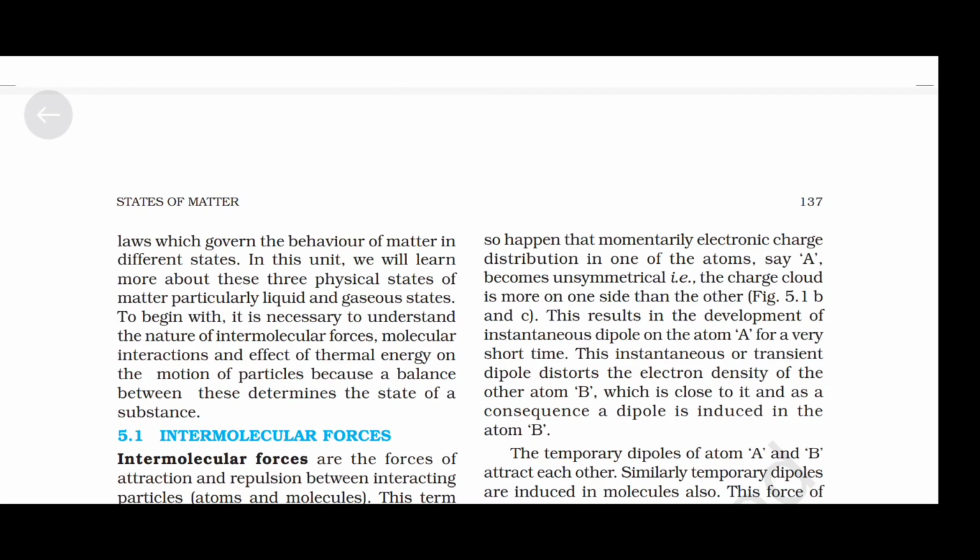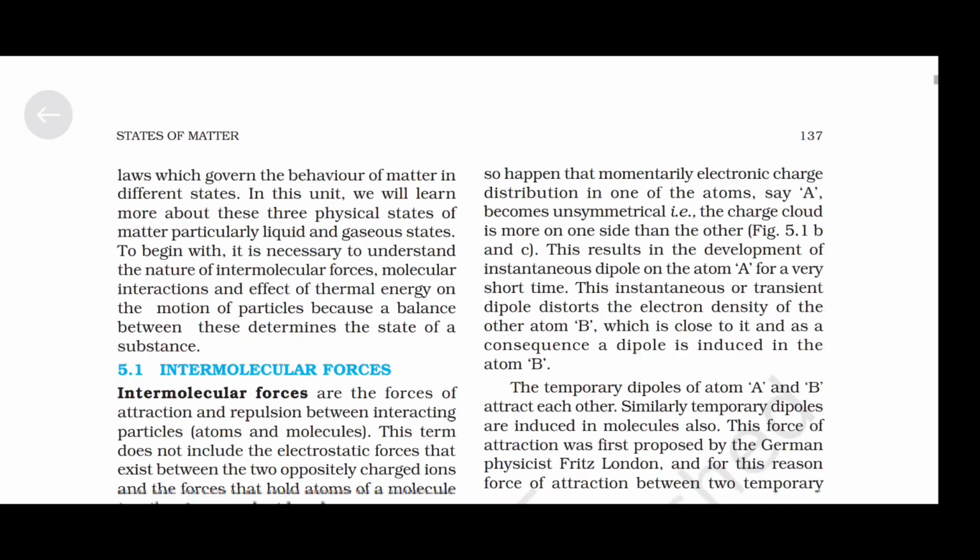To begin with, it is necessary to understand the nature of intermolecular forces, molecular interactions, and the effect of thermal energy on the motion of particles, because a balance between these determines the state of a substance.